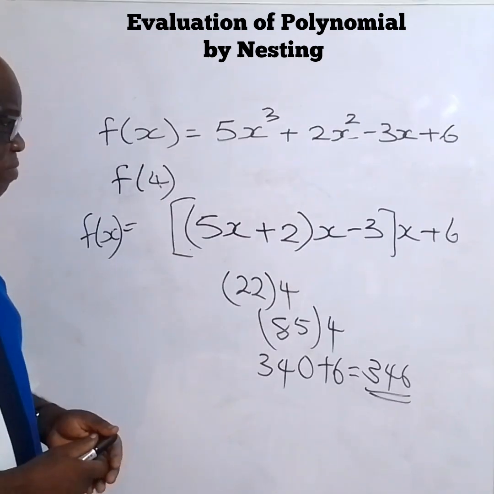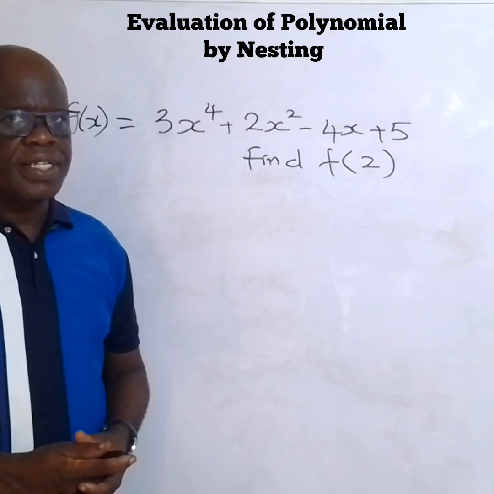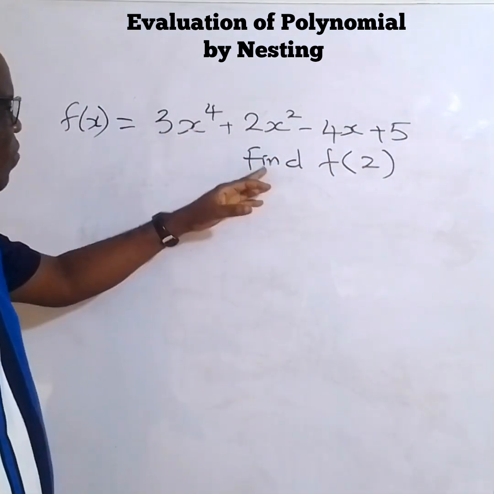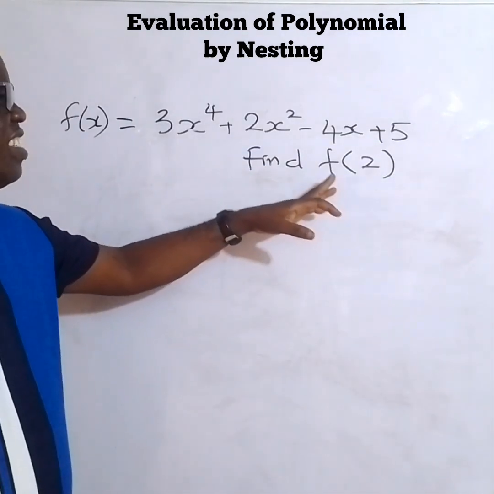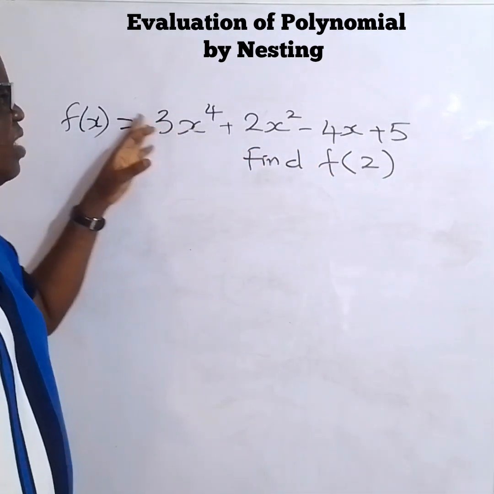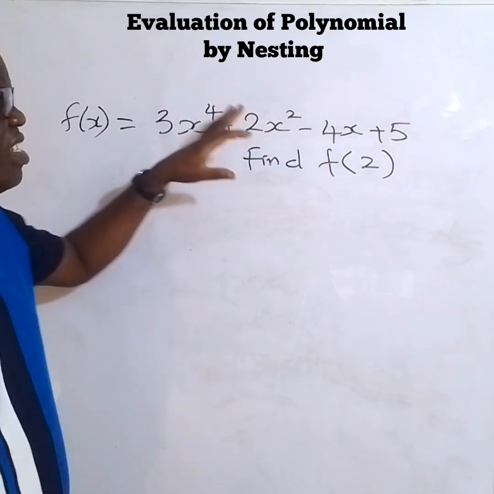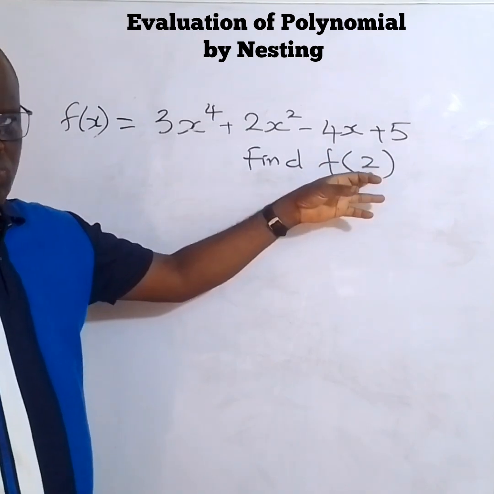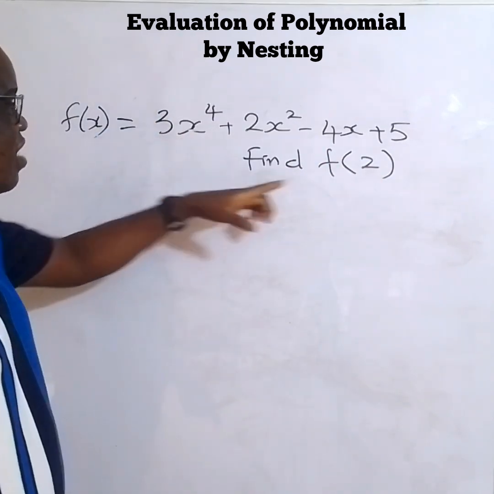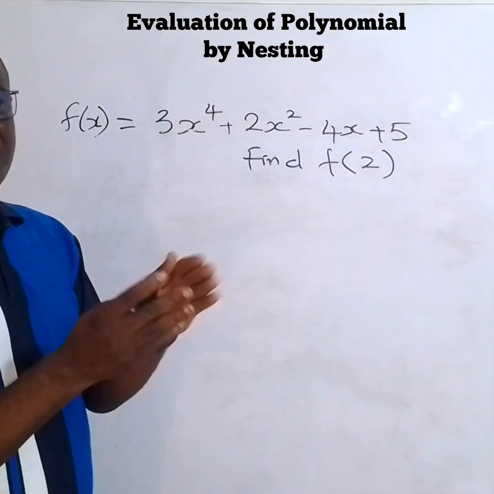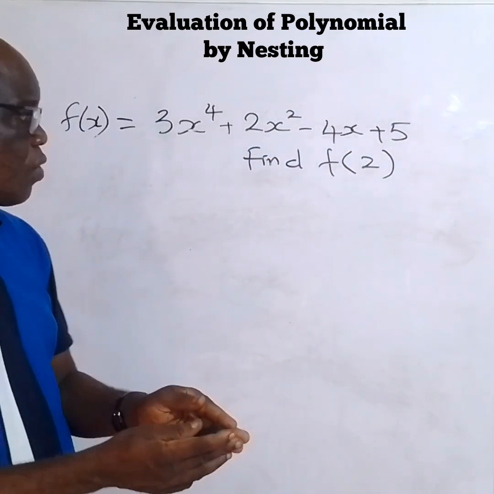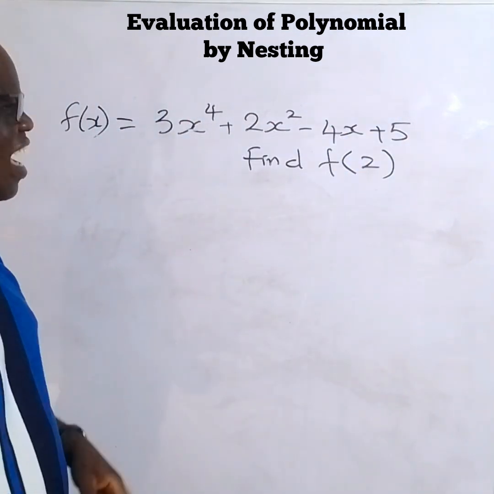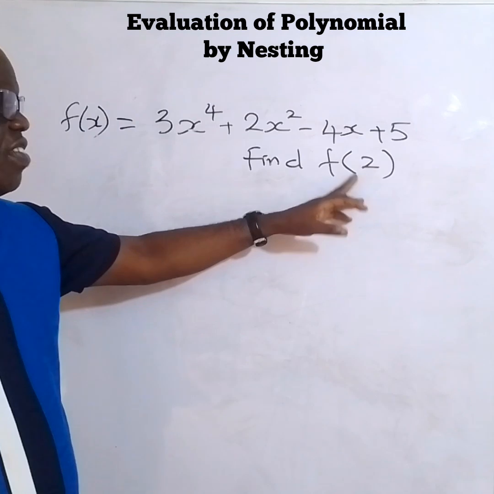Now let's do this. Look at this one. We have the f of x to be all this. We are now asked to find what this expression will give us. What will be the output of this expression if x takes on the value of 2? So we don't want to be involved in putting 2 in each and then summing them up. That can introduce error. So what we want to do is nest this expression and thereafter find what this will be.